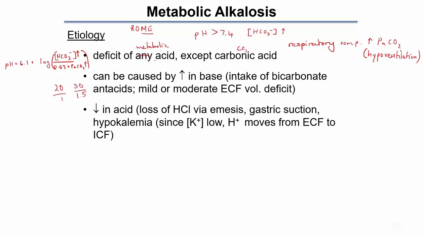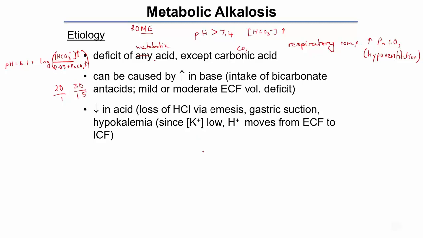But what's the etiology of metabolic alkalosis? So we have a deficit of metabolic acids. That could be due to loss of HCl via emesis, so that's vomiting. It could be due to nasogastric suction. It can also be due to severe hypokalemia.